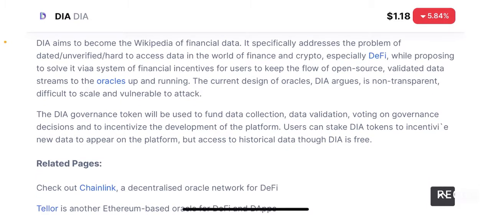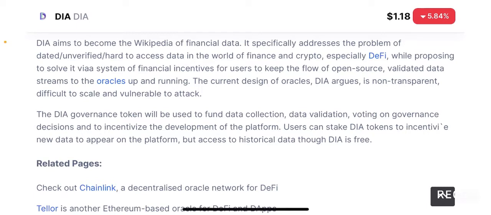So they are aiming to be the Wikipedia of financial data, thereby making themselves the core hub of the information space in the cryptocurrency world. It specifically addresses the problem of dated, unverified, hard to access data in the world of finance and crypto, especially DeFi, while proposing to solve it via a system of financial incentives for users to keep the flow of open source validated data streams through the oracles up and running.